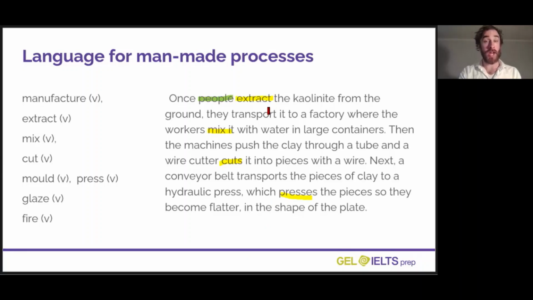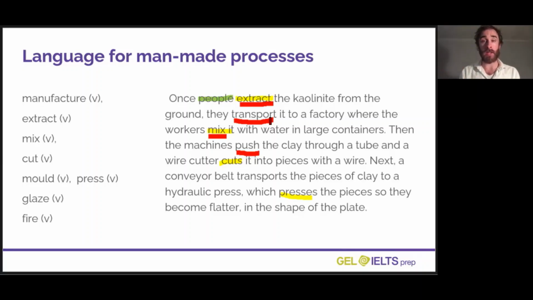So the verbs we should change into passive are extract, because again, we don't see the people who do the extraction. Transport, so we can't say they transport, we have to change this to passive. Mix, it says the workers mix it. We don't see these workers, so we can't say this. And finally, push. It says, then the machines push. We don't actually see the machines or know the names of the machines in this diagram.